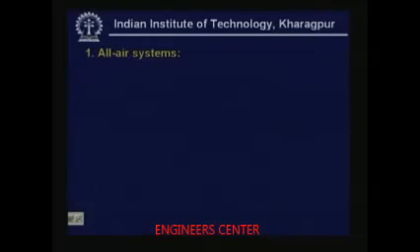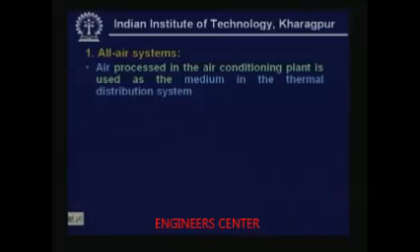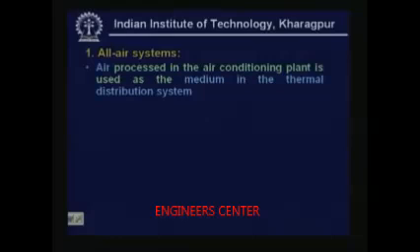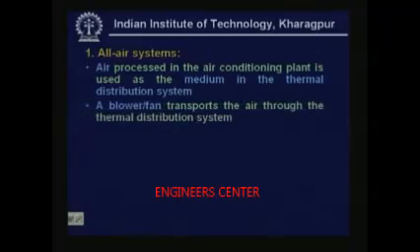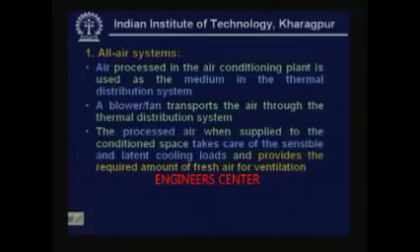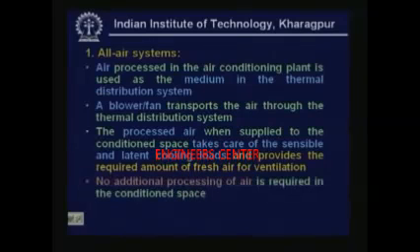First, let us look at all air systems. As the name implies, in all air systems, processed air is the medium used in the thermal distribution system. So, the air is processed in the air conditioning plant and it is used as the fluid which flows through the thermal distribution system. And a blower or fan transports the air through the thermal distribution system. The processed air, when supplied to the conditioned space, takes care of the sensible and latent cooling loads and provides the required amount of fresh air for ventilation. And no additional processing of air is required in the conditioned space. So, these are typical characteristics of all air systems.